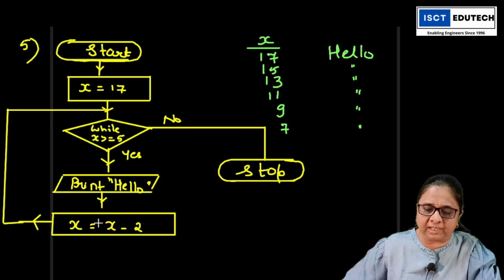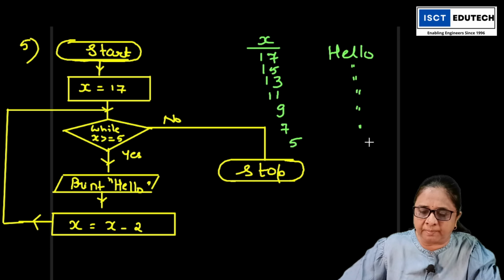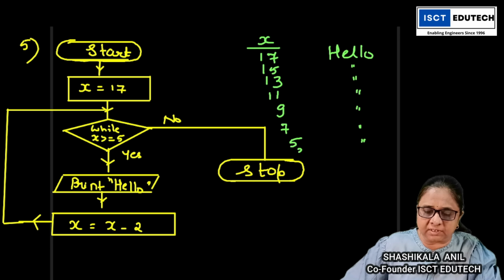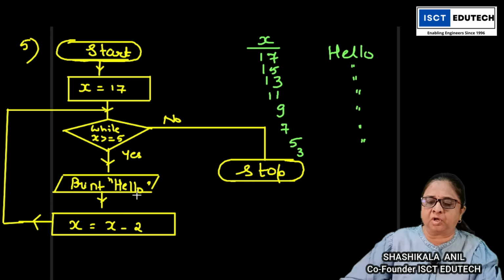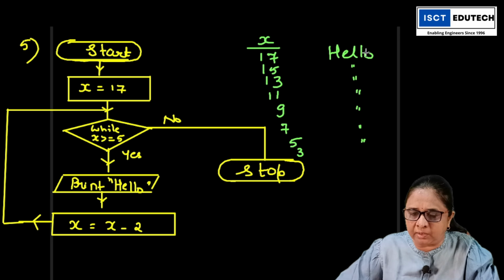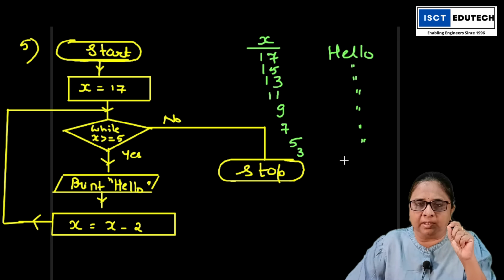Then next x becomes 5, goes back, 5 greater than or equal to 5, yes, it is equal to 5, again enter the loop, print hello. Now x becomes 3, goes back, 3 greater than or equal to 5, no, false, stop. So how many times did we get hello? 1, 2, 3, 4, 5, 6, 7. 7 times hello is printed.